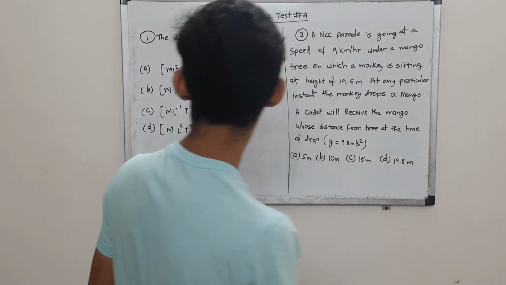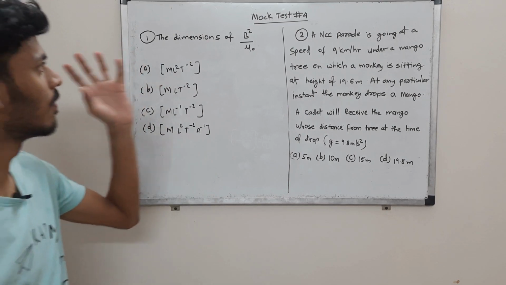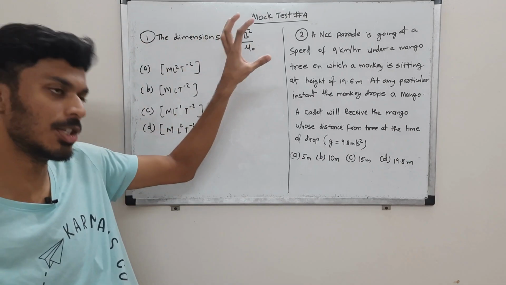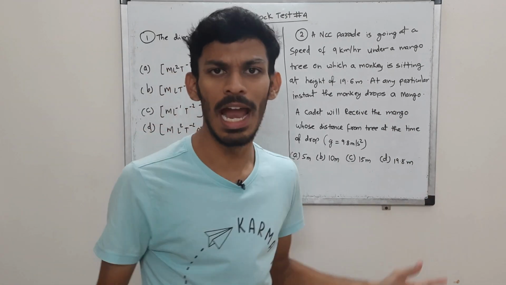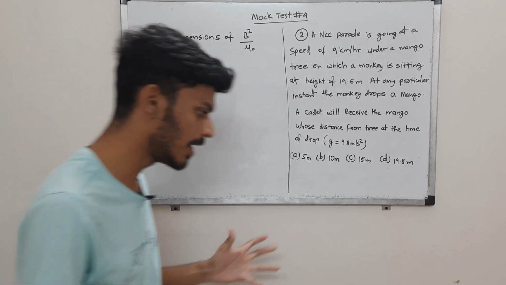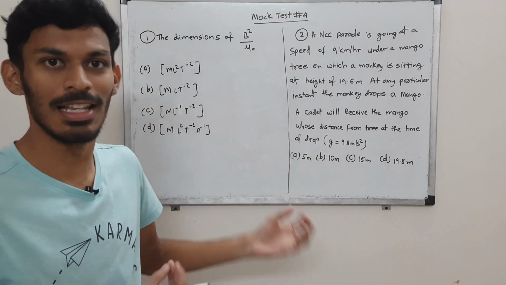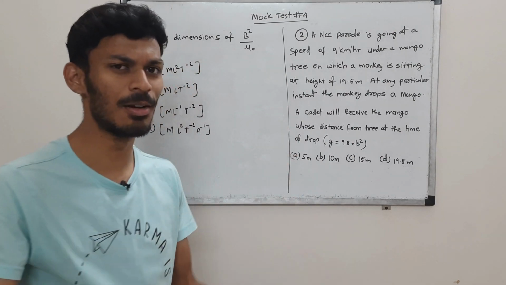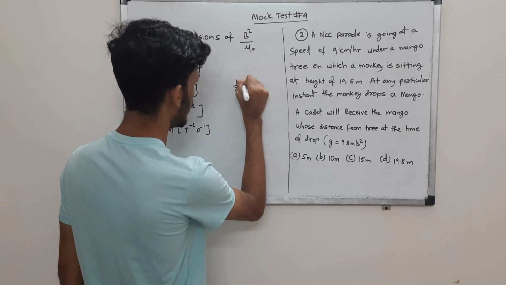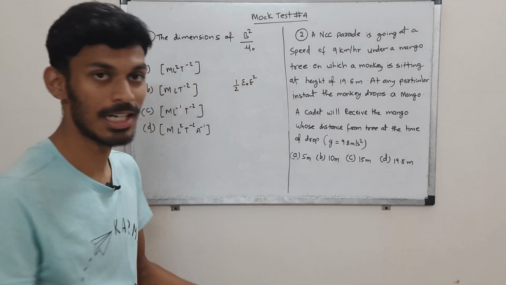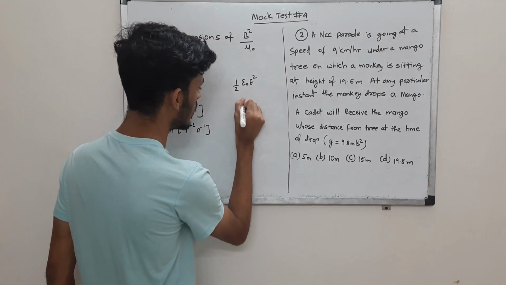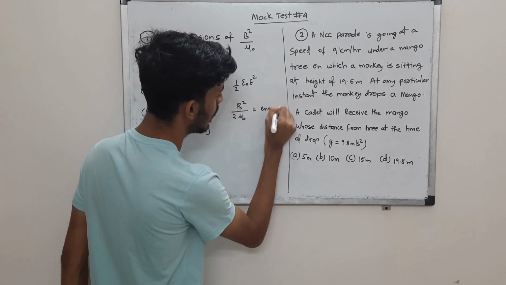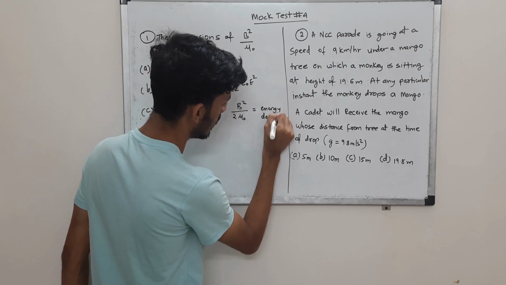Questions for the day. Question number 1, we are supposed to find the dimensions of this quantity B square by mu naught. Now there is a harder way of doing this. You might find the dimensions of B and then the dimensions of mu naught and then take that ratio. But the easier way is to relate it with something, and that something is energy density. You might know the energy density in terms of electric field is given as half epsilon naught E square, and similarly the energy density in terms of magnetic field is B square by 2 mu naught. So this quantity will have the same dimensions as that of energy density.